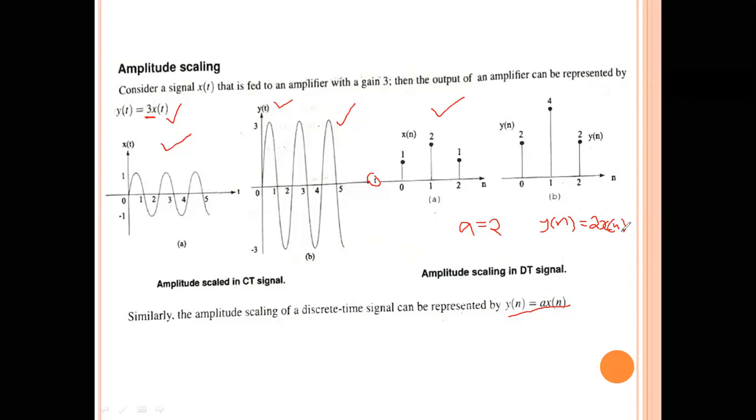Now see here, how we are able to get this particular y of n signal. You just multiply the magnitude with 2. At n is equal to 0, the original signal has magnitude 1, and in y of n, 2 multiplied by the magnitude gives 2. And at n is equal to 1, the magnitude is 2, so obviously you will get double the magnitude, 4, at n is equal to 1.